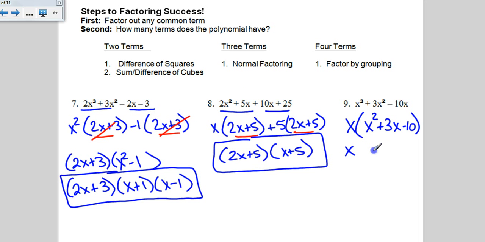So we're going to try to factor x squared plus 3x minus 10, and I think it factors pretty easily. I think it's going to be an x plus 5, and then an x minus 2, because that would multiply to negative 10 and add up to 3. So that problem is done.